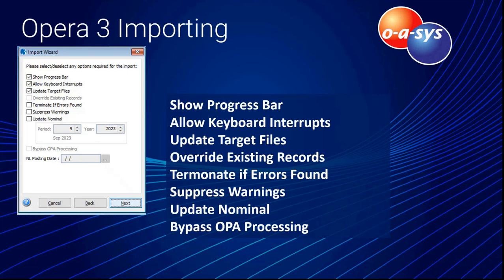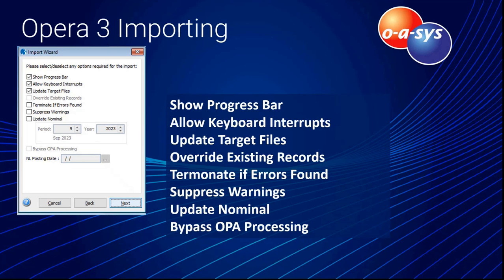Terminate if errors found basically means that when there is an error found in the import process, it stops immediately and nothing is imported, and it gives you the information, of course, via the audit report we mentioned. Suppress warnings. Well, warnings is information that it just warns you, but it still will import the information. You can suppress those warnings if you want to.